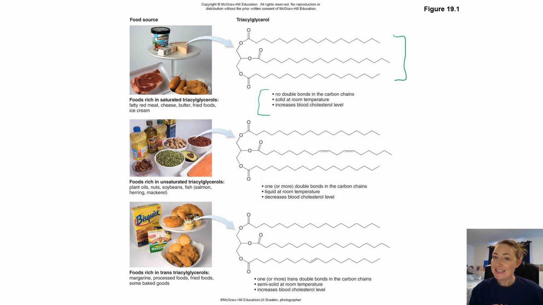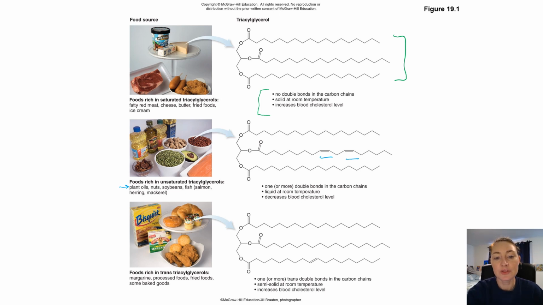Foods that are rich in unsaturated triacylglycerols are all of your plant oils, so nuts, soybeans, fish. Those are all going to have the presence of at least one unsaturated fatty acid chain. Just the presence of a single double bond means that you now have an unsaturated triacylglycerol. And I did say plant oils and I forgot, palm oil is that plant oil that is an exception to the rule. It is solid at room temperature.